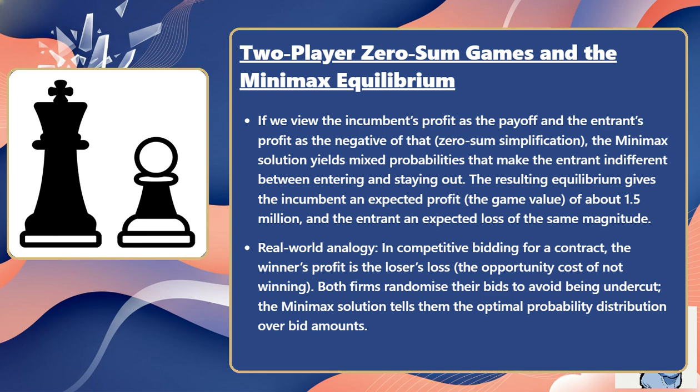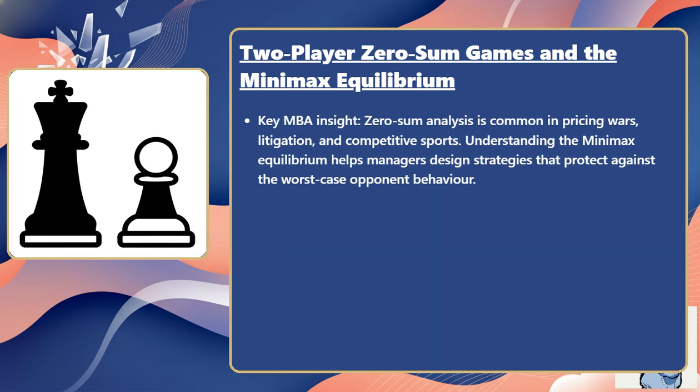Real-world analogy. In competitive bidding for a contract, the winner's profit is the loser's loss, the opportunity cost of not winning. Both firms randomize their bids to avoid being undercut. The Minimax solution tells them the optimal probability distribution over bid amounts. Key MBA insight: zero-sum analysis is common in pricing wars, litigation, and competitive sports. Understanding the Minimax equilibrium helps managers design strategies that protect against the worst-case opponent behavior.